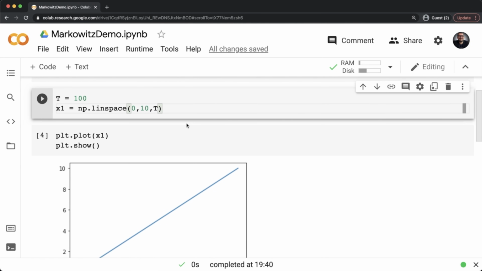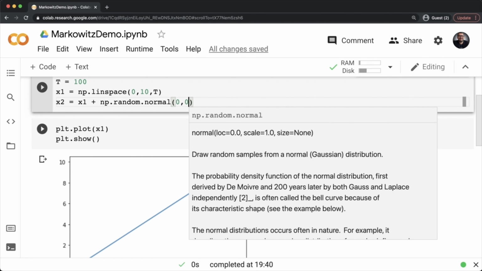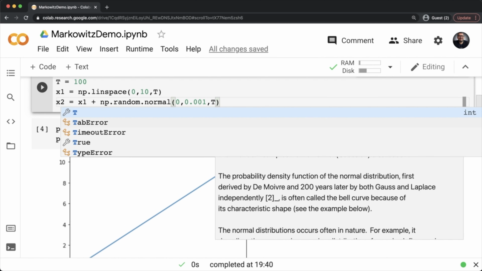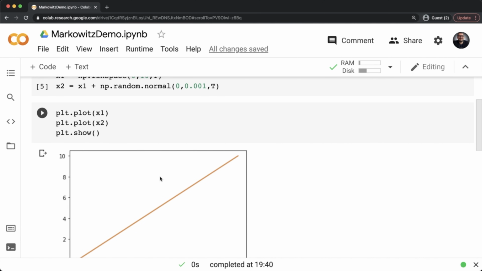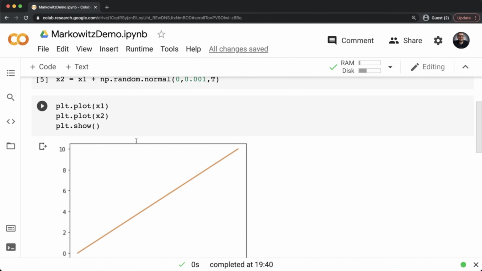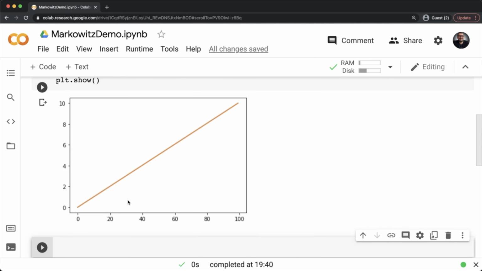And another stock which is dependent on X1, but this time we're going to add some Gaussian noise with zero mean and let's say 0.001 variance, and we're going to take T samples. Right here I'll plot X2 on top. So X2 is X1 with some 0.001 variations. Okay, so let's say I've got those two stocks, fictitious as they are.